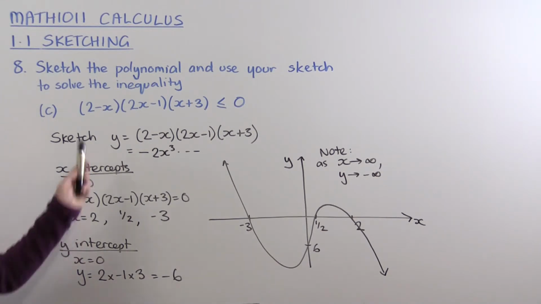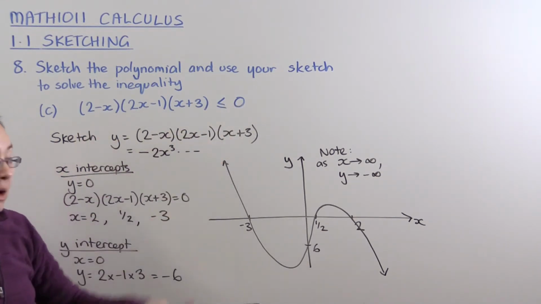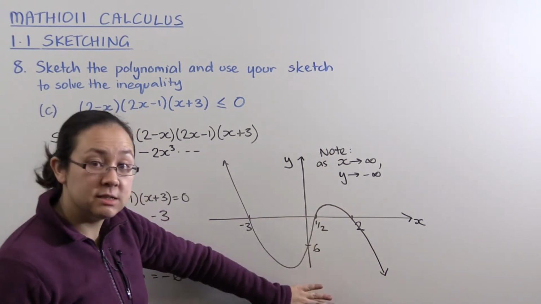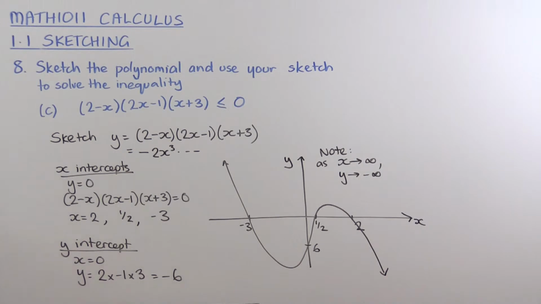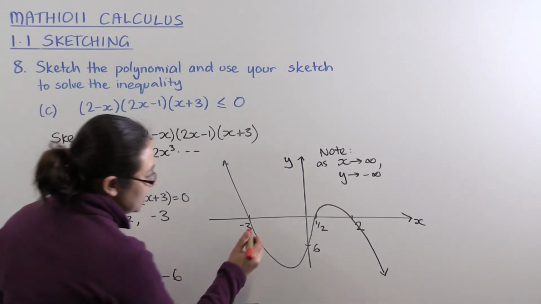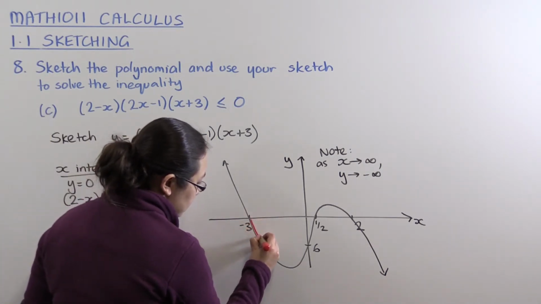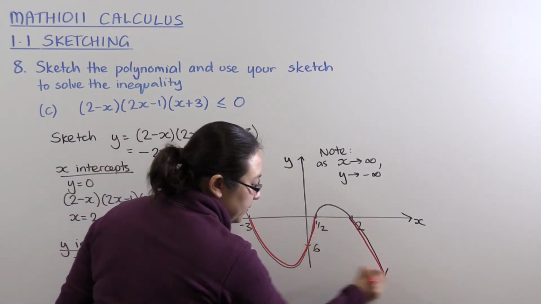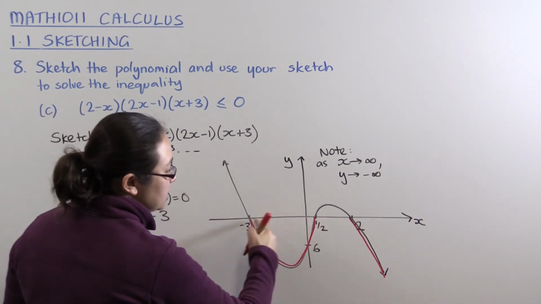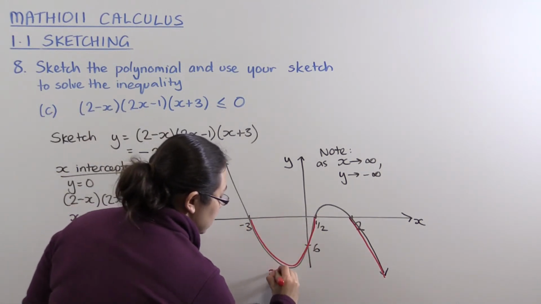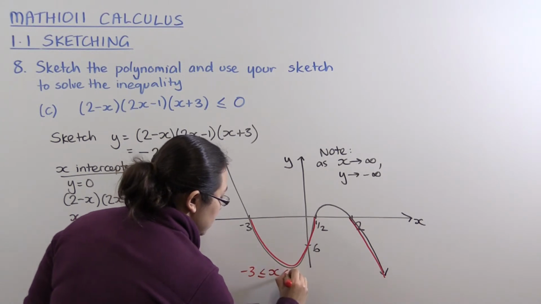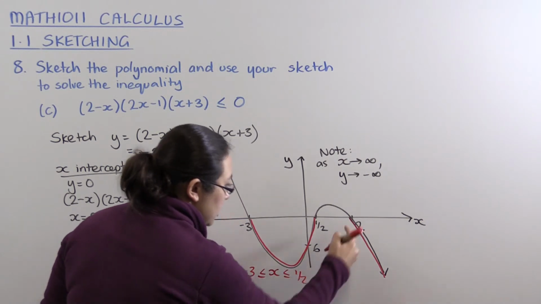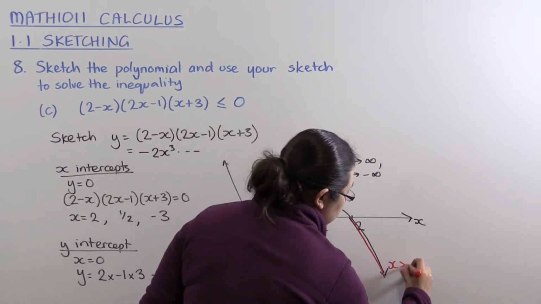Now, if we want to solve that inequality, less than or equal to 0, and we have a graph of it, then we're asking ourselves, when is that graph less than 0? When is the y value negative? Well, the y value is negative under here, and the y value is negative here. So between minus 3 and a half, and over here, x is greater than or equal to 2.